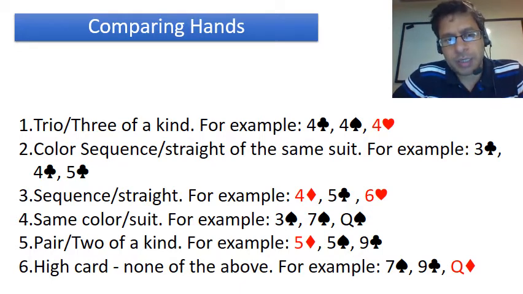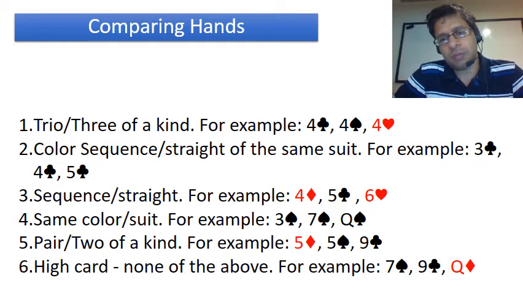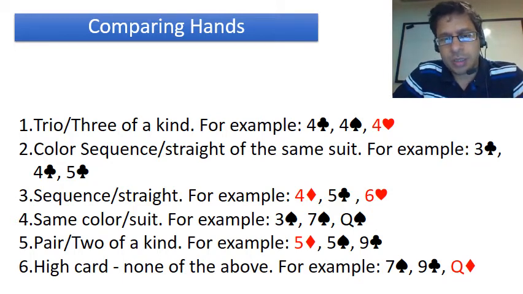Then the next highest category is three consecutive cards having the same suit. The next is three cards with consecutive numbers on them, but not necessarily of the same suit. Then three cards of the same suit or same color.